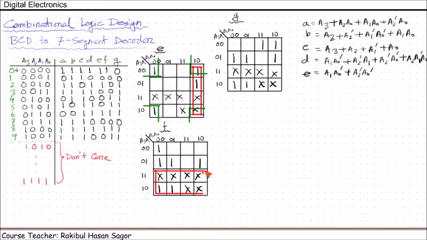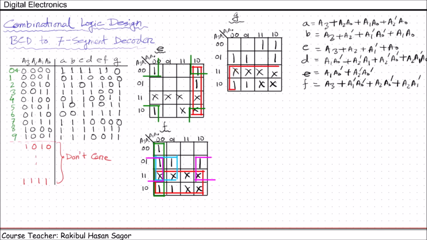Next, for F, we can take these 8 adjacent cells. We can take 4 from here, another 4 from here, and finally 4 from here. Now, the simplified version of F can be written as A3 plus A1 prime A0 prime plus A2 A0 prime plus A2 A1 prime. Finally, let us simplify G.